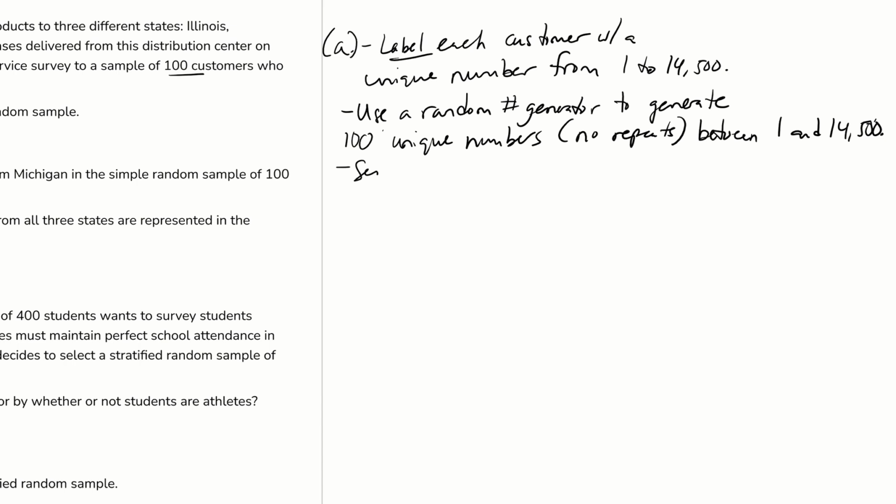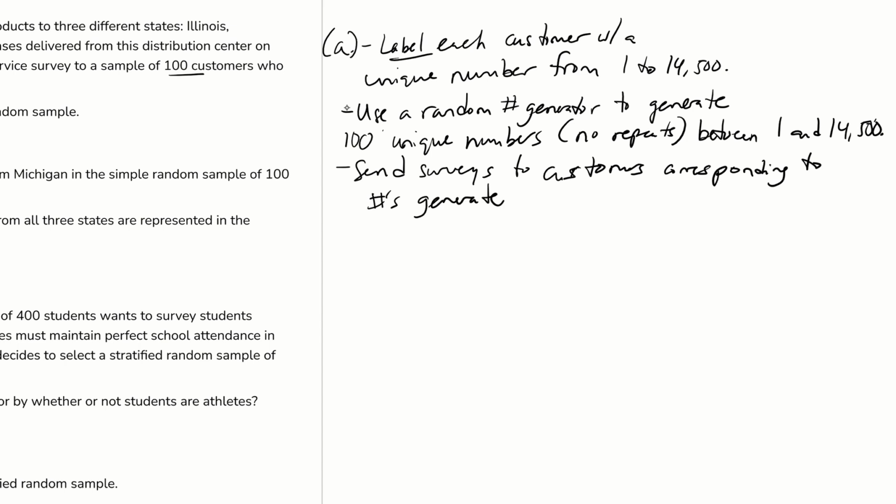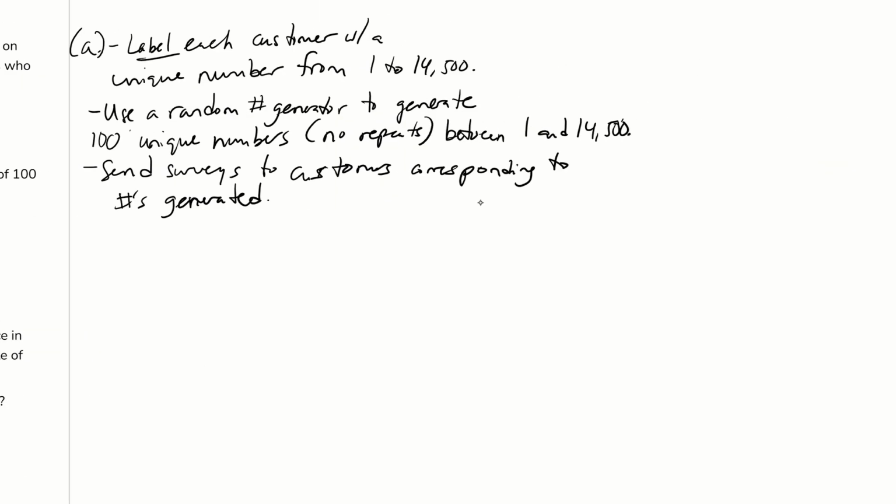All right, and then when we choose those 100, we're going to select those customers corresponding to the numbers that were generated. So send surveys to customers corresponding to numbers generated. All right, that takes care of Part A.